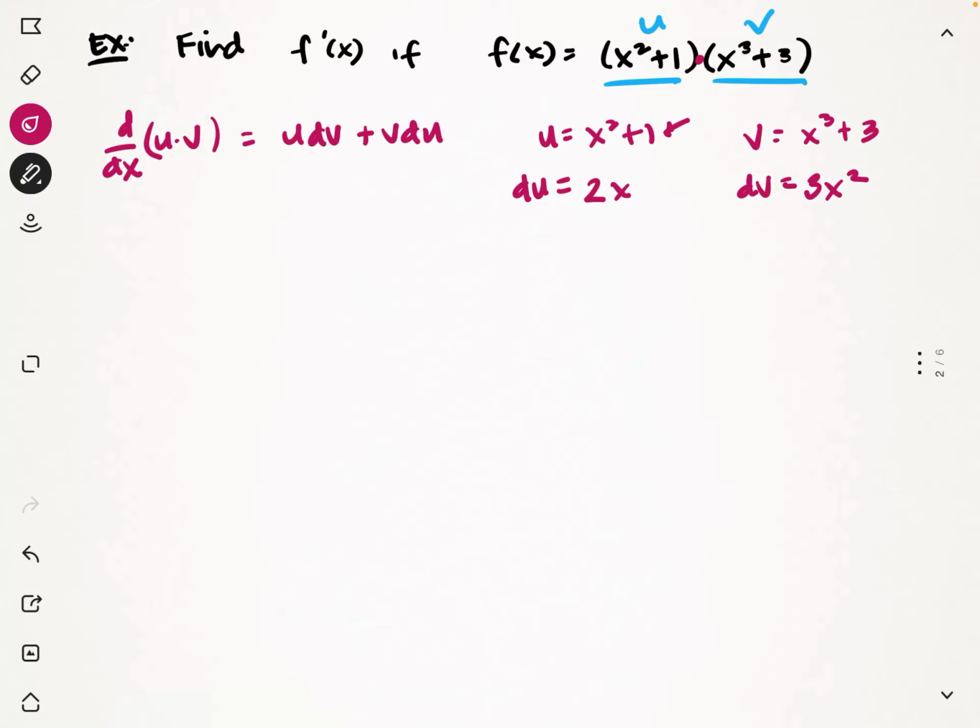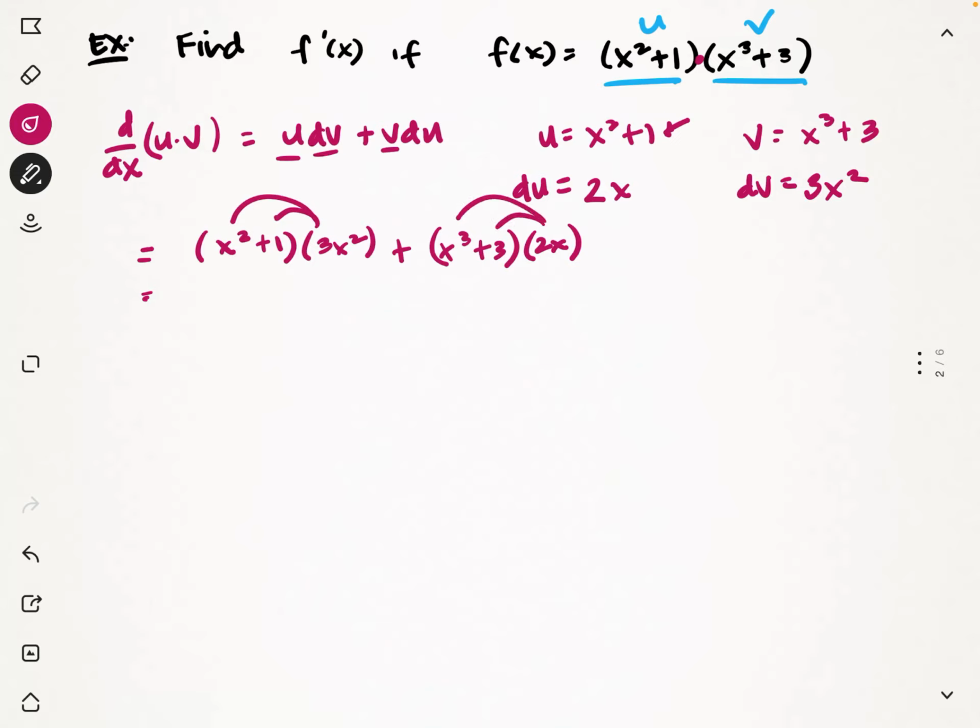All right, so let's put this all together. So we have u, which is x squared plus 1, times dv. So dv is 3x squared, plus v, x cubed plus 3, times du, which is 2x. I suppose we can multiply this out, so let's go ahead and distribute these and then simplify as much as we can, and we should be done.